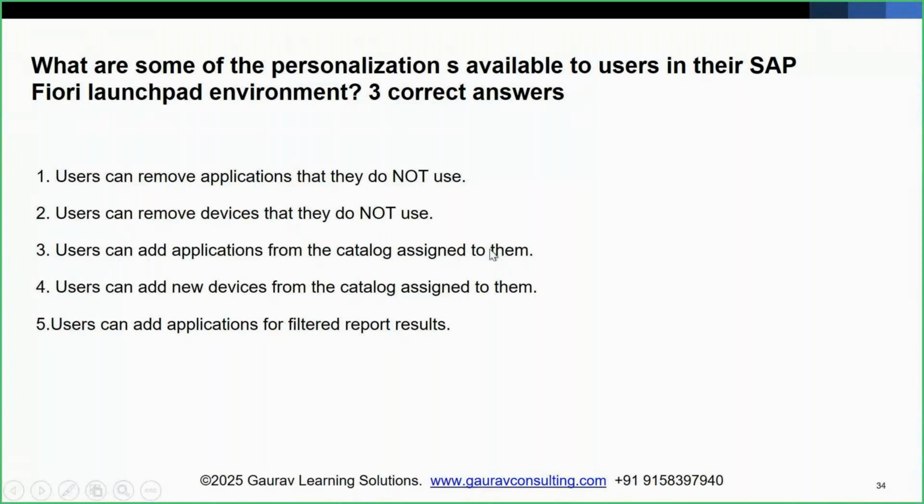Just now we have seen we were able to assign. User can add new devices. Again, nothing to be done with the devices, right? So 2 and 4, these are the wrong answers. And user can add application for filtered report result, which means you can execute a report. I don't have any report to show you, otherwise I would show you here, but they can save the report result also under their home page. So the answers are 1, 3 and 5.